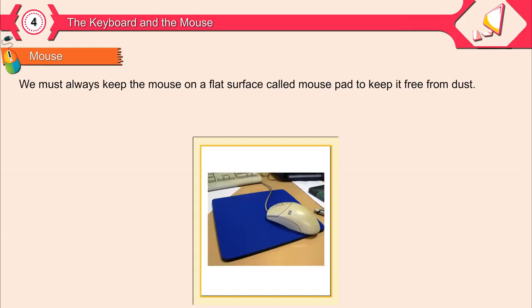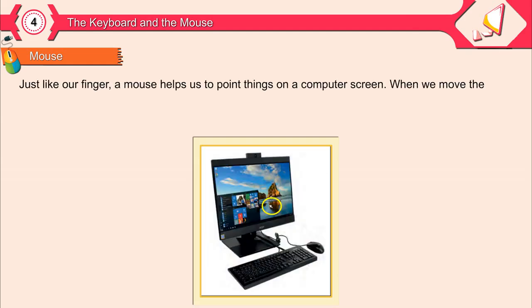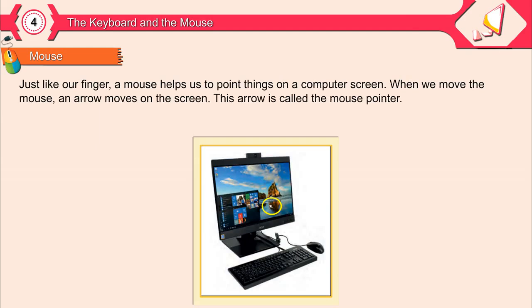We must always keep the mouse on a flat surface called mouse pad to keep it free from dust. Just like our finger, a mouse helps us to point things on a computer screen. When we move the mouse, an arrow moves on the screen. This arrow is called the mouse pointer.